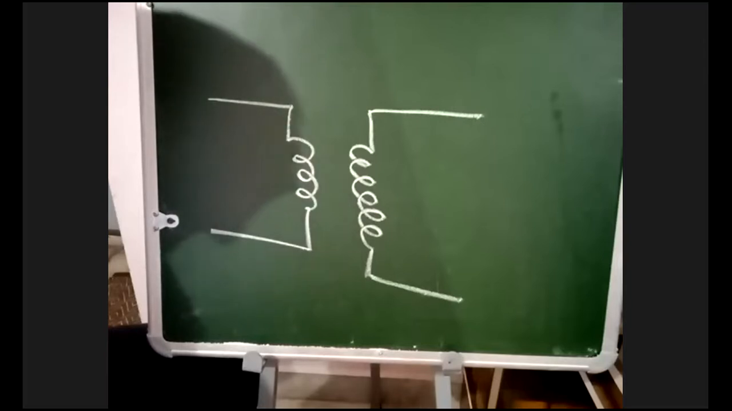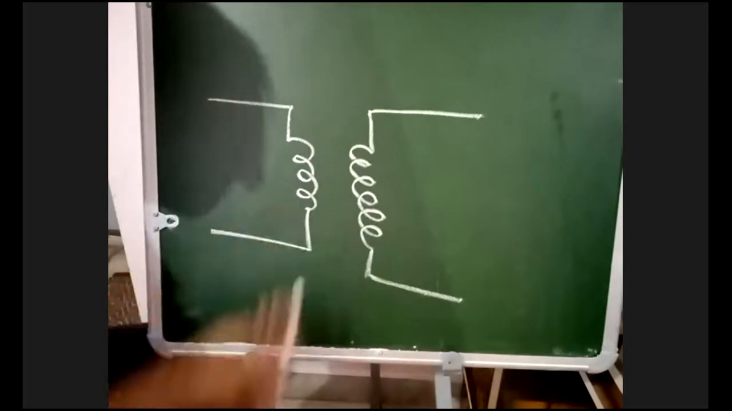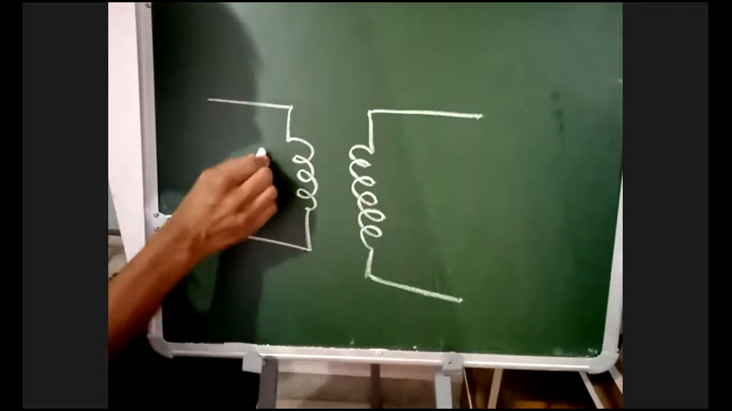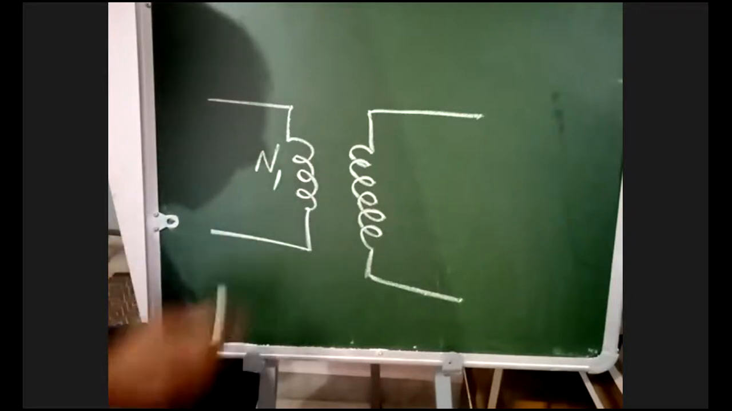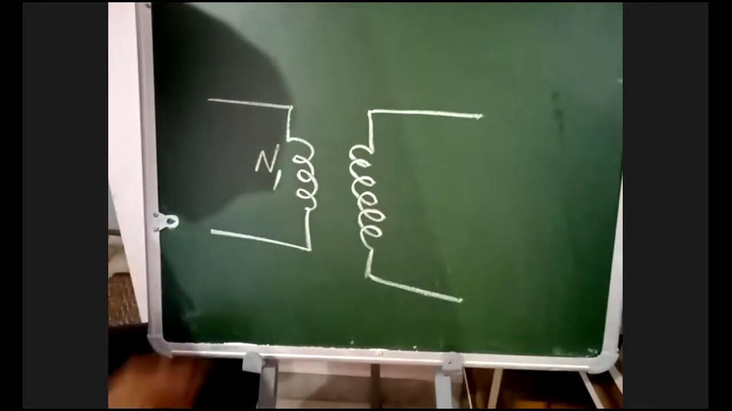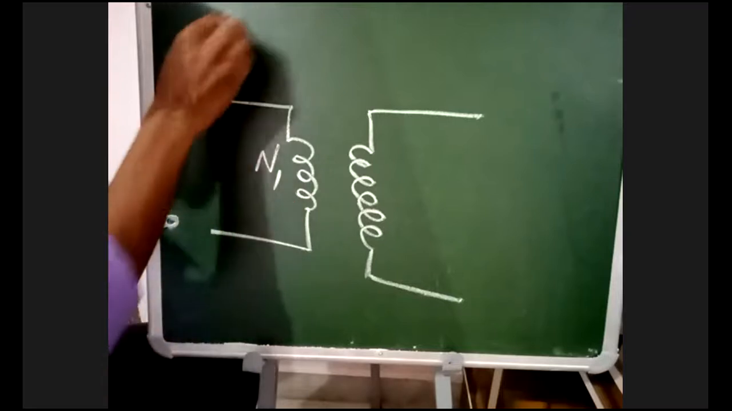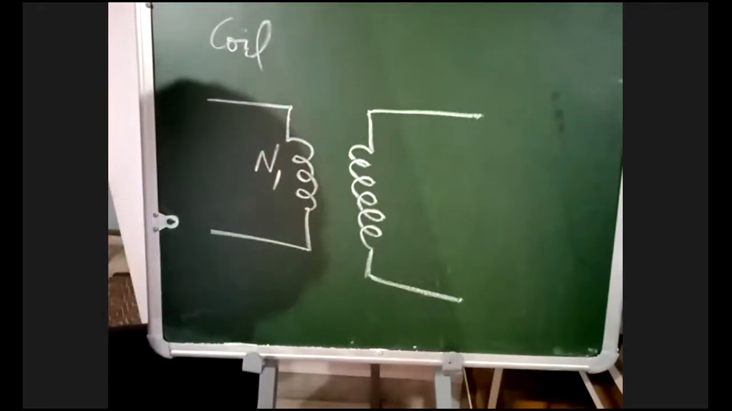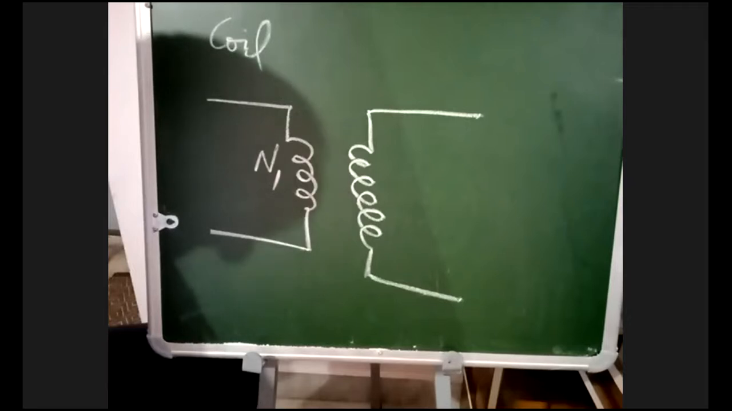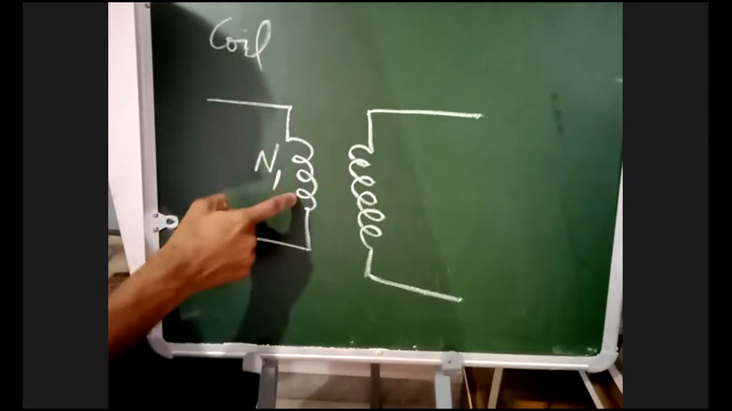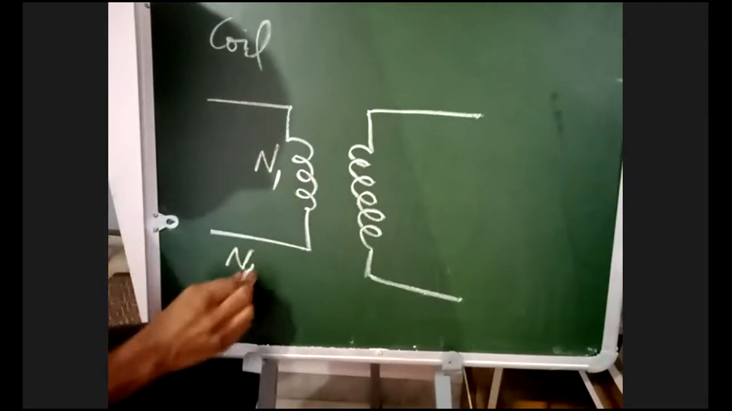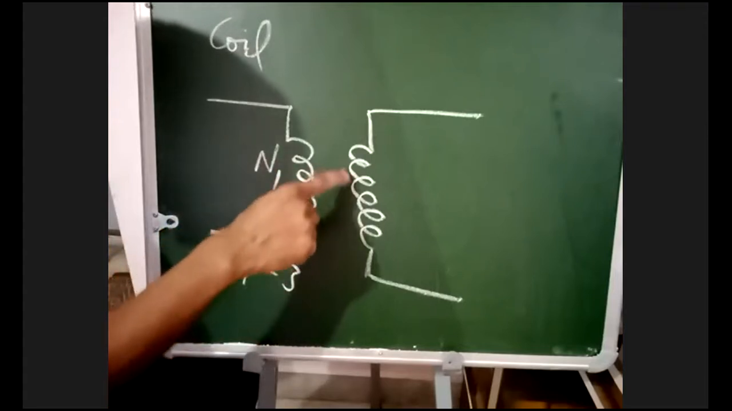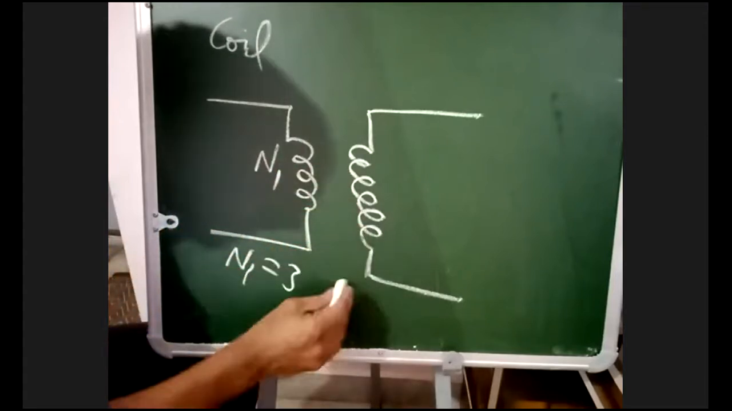In the transformer, this is the primary winding. This will be the secondary winding. Let us take N1 as the number of turns in the primary coil. Coil means copper wire. 1, 2, 3 turns are there. N1 is equal to 3 turns. Here how many turns? 1, 2, 3, 4, 5 turns.